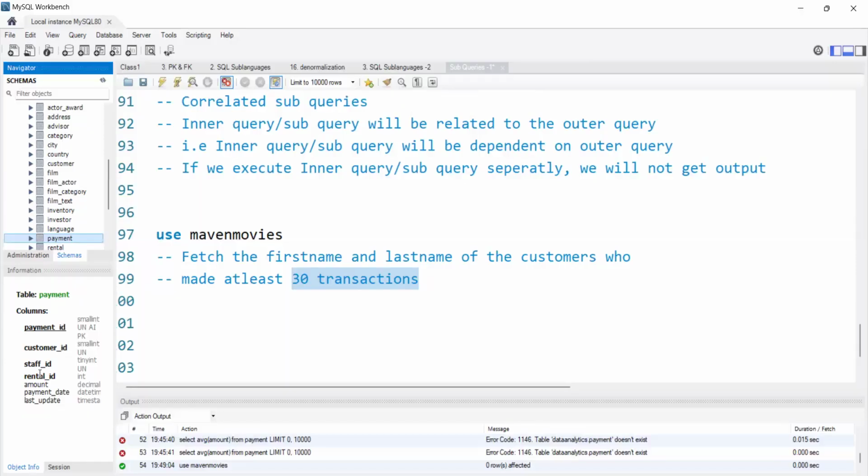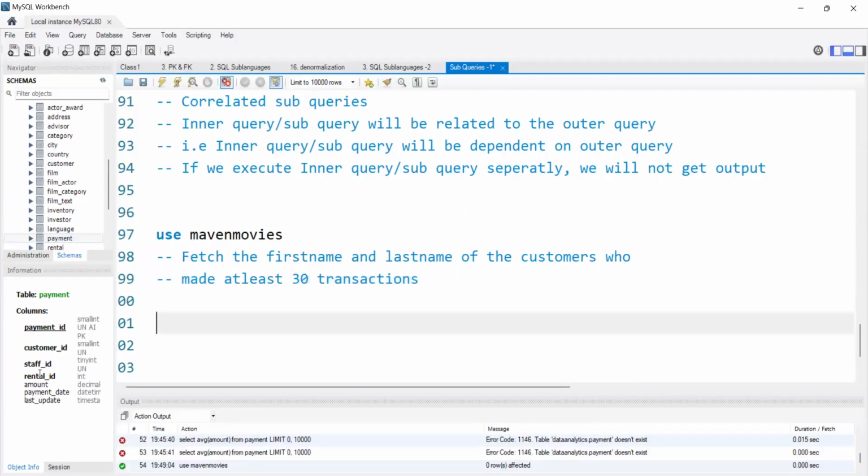30 times, whoever made payment at least 30 times, those customer names I want. That is my question. Who made at least 30 transactions? Basically I want the data from the customer table and the payment table. By using joins, we can simply do that. We can just join these two tables and write the conditions over there, right? Yes, ma'am. Based on the common column we will join and write some where clause over there. The concept will be finished.